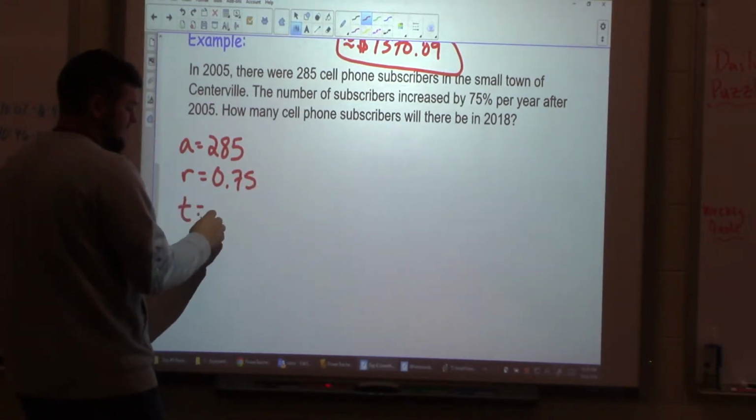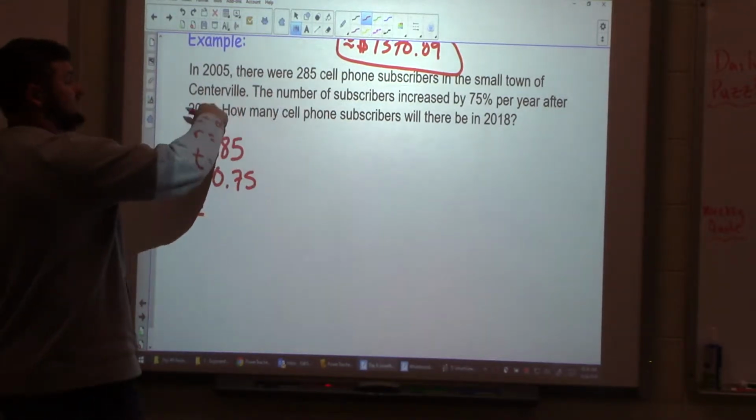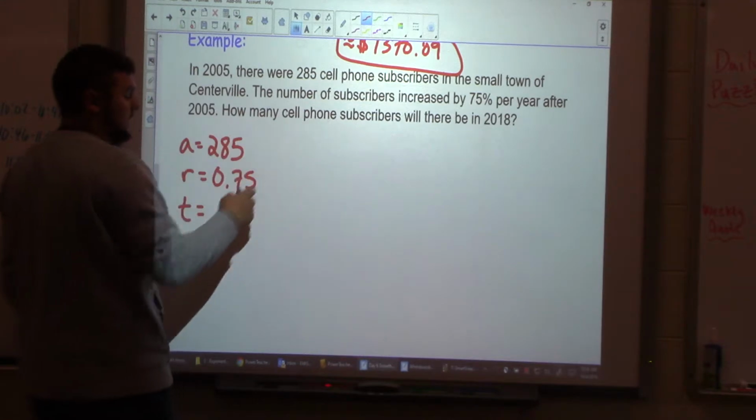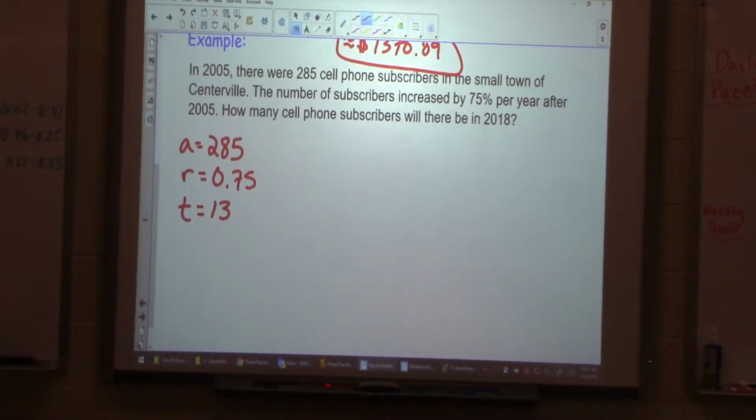And lastly, our time period, how long is it taking? 18. Ooh, 13. How do we get 13? Why is it like 2018? It's 2018 minus 2005, right? From when we started to where we are now would be 13 years. Do not put 2018, you're going to get a really big number. So 13 years. So set it up.